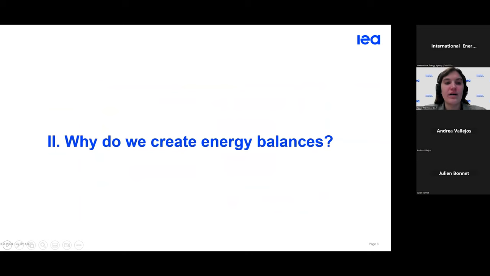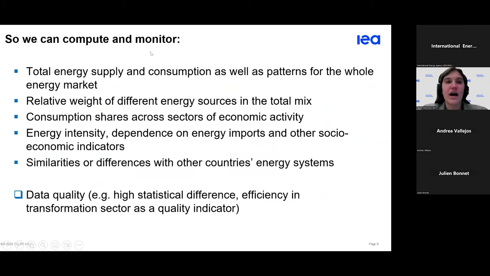So why do we create energy balances? As I said, one of the main advantages of an energy balance is that it allows you to compare products between each other and then also compare energy systems between two countries.